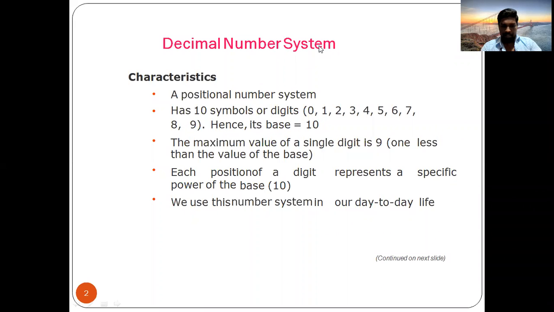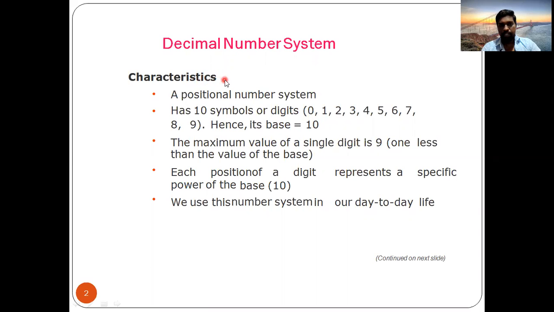Hello everyone. Today we are here to discuss the concept of number systems. Generally we have four types of number systems. Among them, the first category is the decimal number system. The decimal number system is the number system that we use in day-to-day life.